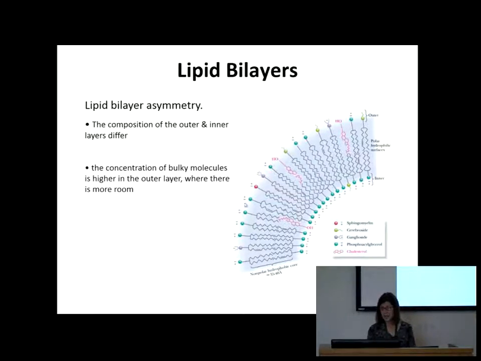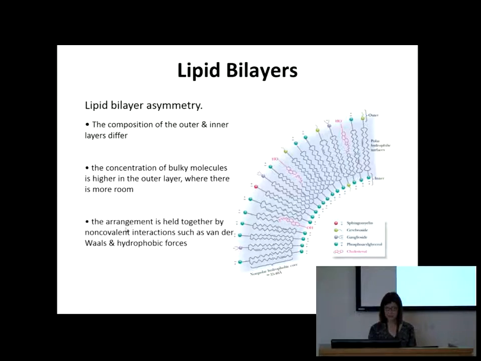We generally have the bulky ones on the outside. Why would we have the bulky ones on the outside? Stuff with lots going on. The ganglioside, the cerebroside. Why would you want it on the outside? So it can interact with itself? Yeah, so it can interact with other things in the environment. Especially if you have sugars, you'll see that it's detecting things in the environment.